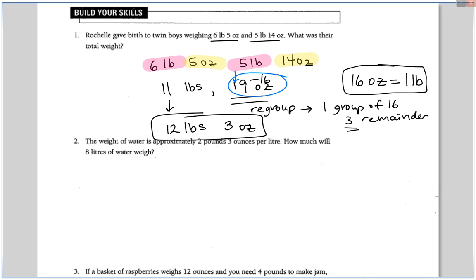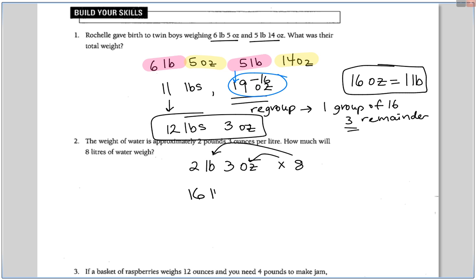Alright, next question involves the weight of water. It's approximately 2 pounds and 3 ounces. How much will 8 liters of water weigh? So let's times this by 8. You can do it separately, like you can multiply the pounds and then multiply the 3 ounces. That's what I would do. Or you could initially convert all this to ounces and times that by 8. It doesn't matter. I'll just times each of them by 8.